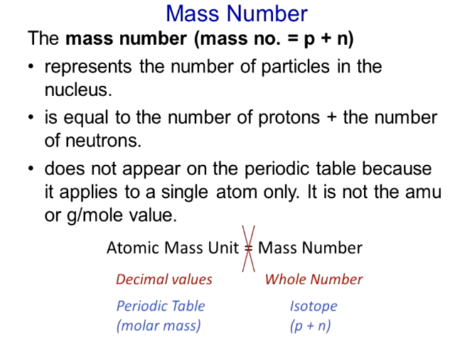But the mass number is a whole number. It deals with the isotope. It deals with protons plus neutrons. So in any discussion of subatomic particles, be sure that your mass number is a whole number, but do not get that value from the periodic table. It's either given or it's calculated. And the calculation would be from protons and neutrons.